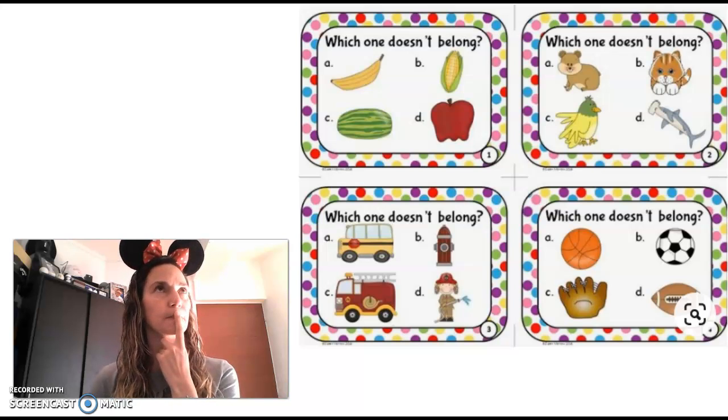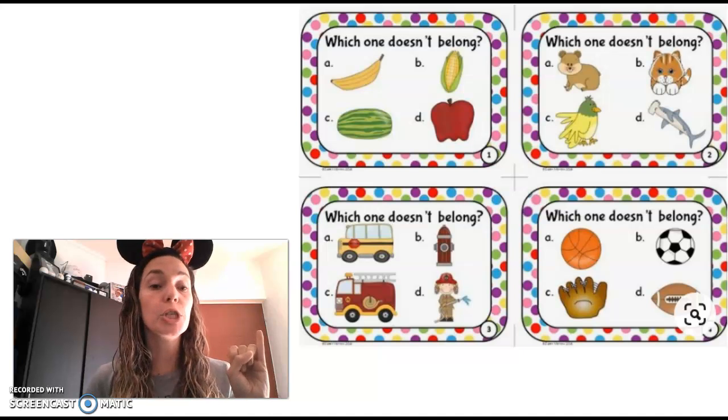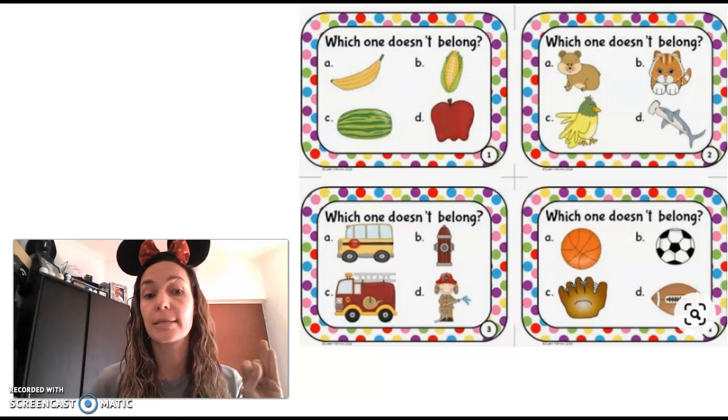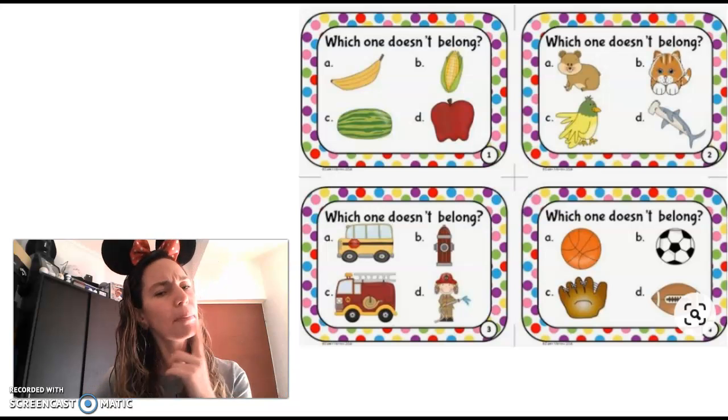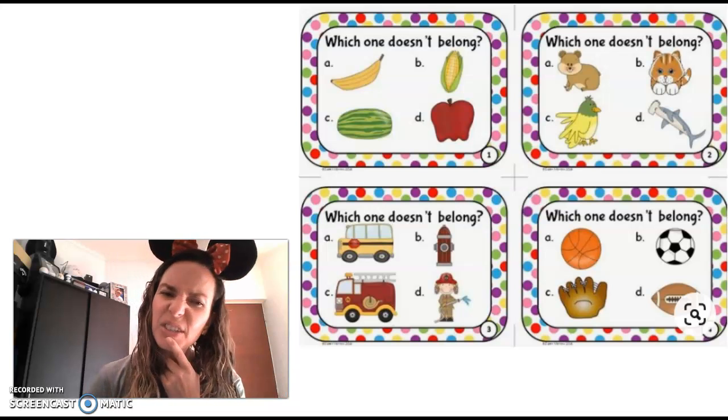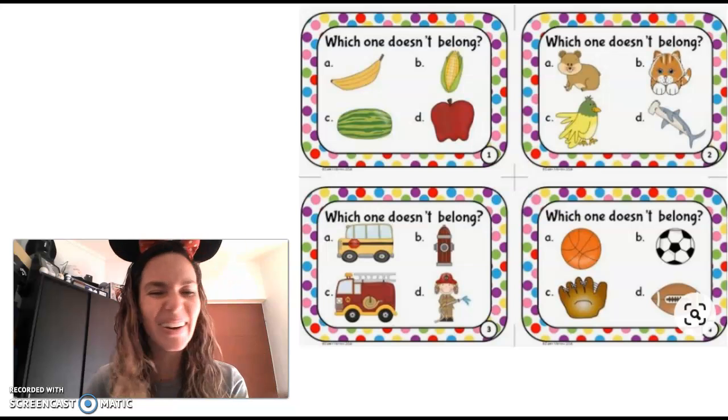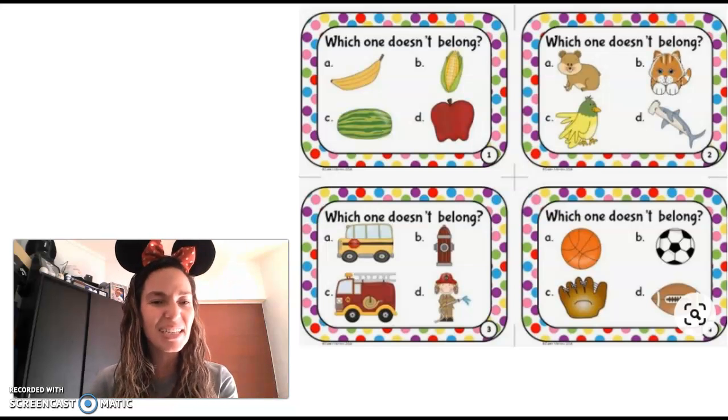Let's think about it. Okay, banana is a fruit. The watermelon is a fruit. The apple is a fruit. What happened with the corn? Is that a fruit? No, that's right. Very good.